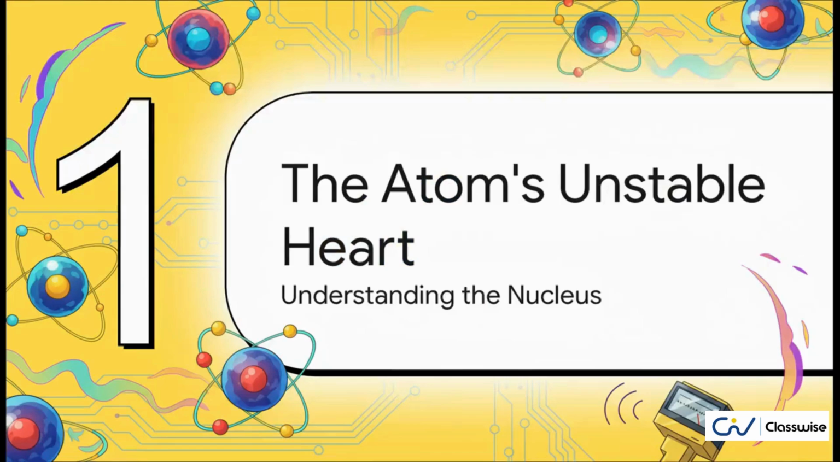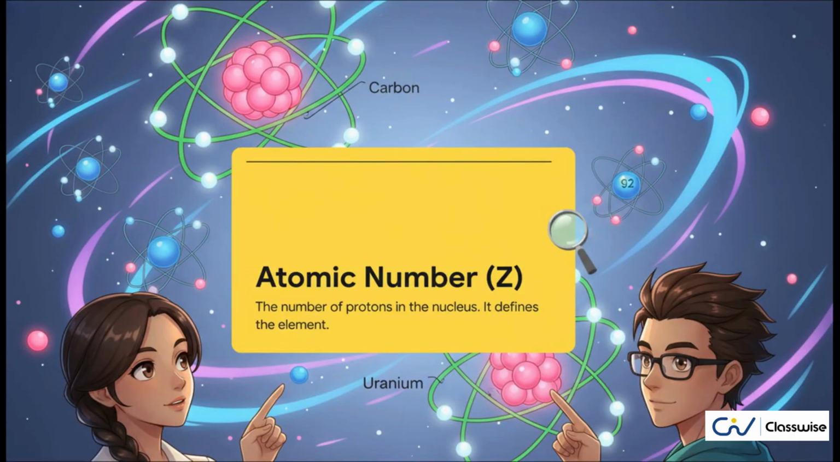Okay, so to get why some atoms are so shaky, we gotta look right into the atom's heart, the nucleus. This is where all the action happens. So let's do a quick roll call of the main players. All right, first up is the atomic number, or Z for short. Super simple. It's just the number of protons. Think of it like an atom's ID card. It tells you what element it is. 6 protons? Bam, you're carbon. Got 92? Hello, uranium. It's really that straightforward.